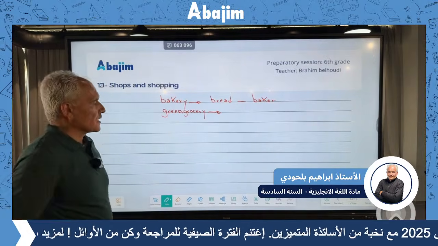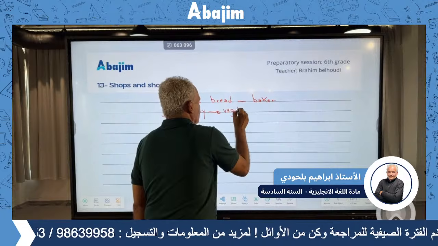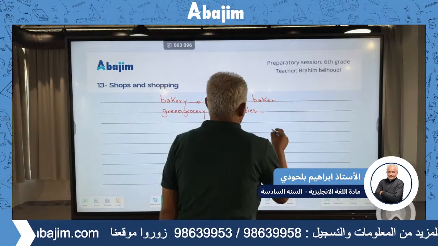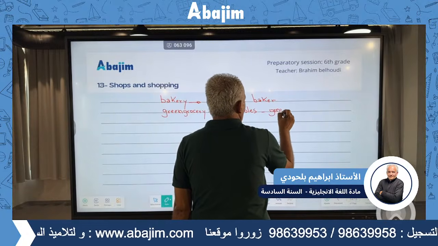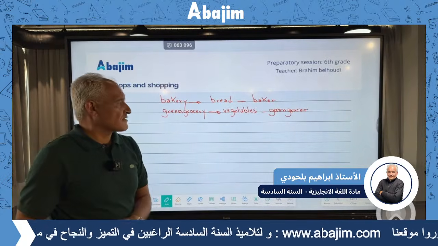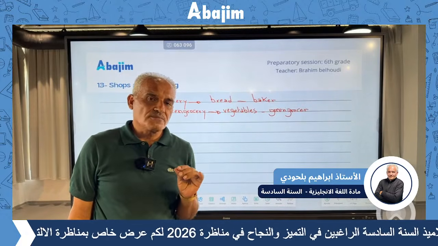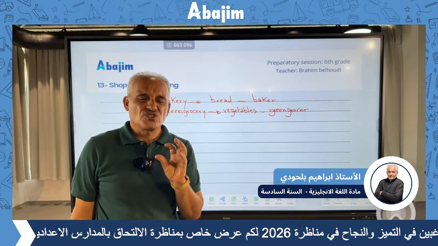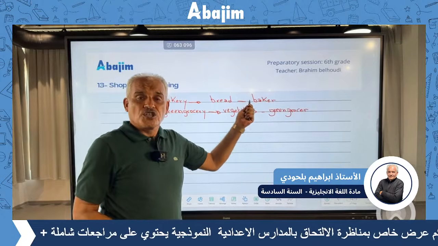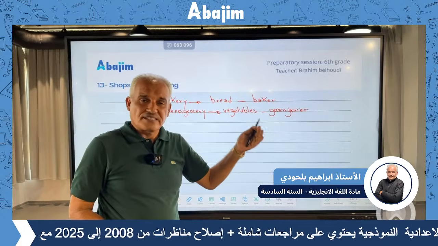So, greengrocery, you find fruits and vegetables. And the person who works there is the greengrocer. Take care when you pronounce this word, vegetables. It is a bit challenging word when you pronounce it. Vegetables. So customers go to the greengrocery to buy vegetables and fruits sometimes.